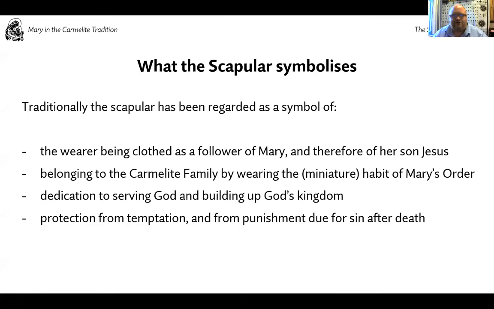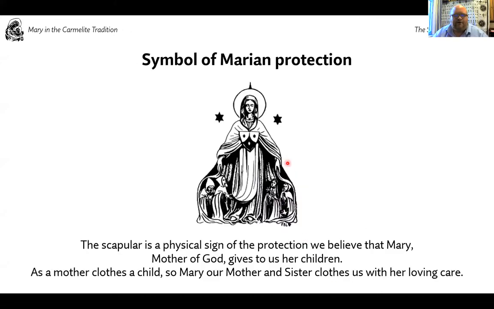It's a symbol of Marian protection. Here again, we have this image of the Virgin of Mercy wrapping her mantle, her cloak, around Carmelites who are holding onto her scapular here. It's a physical sign of the protection we believe that Mary, Mother of God, gives to us, her children. Do you remember in the Lebruna icon how she was wrapping her son Jesus in her own dress, her own clothing? It's that sense of being wrapped in the love of Mary. As a mother clothes a child, so Mary, our mother and sister, clothes us with her loving care.